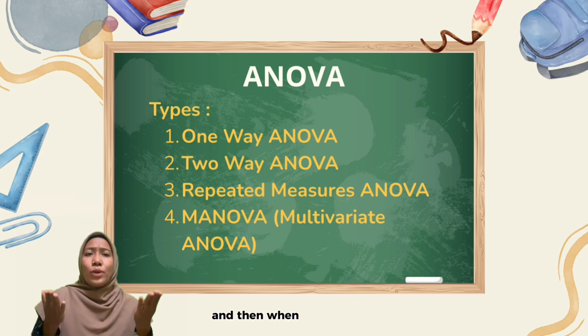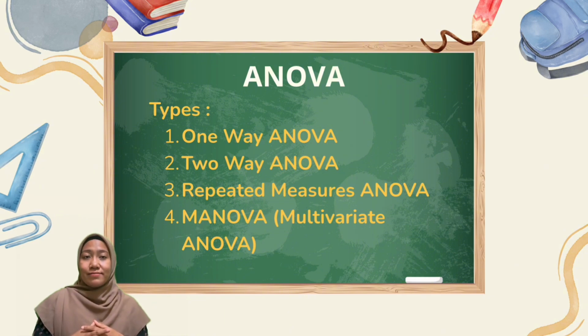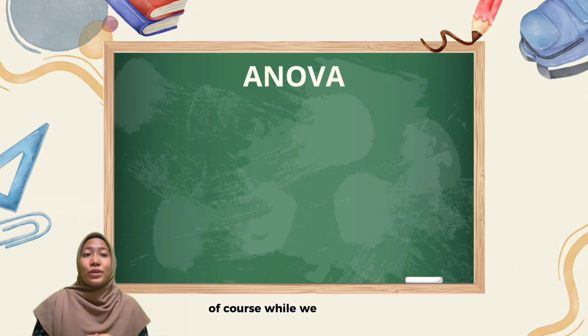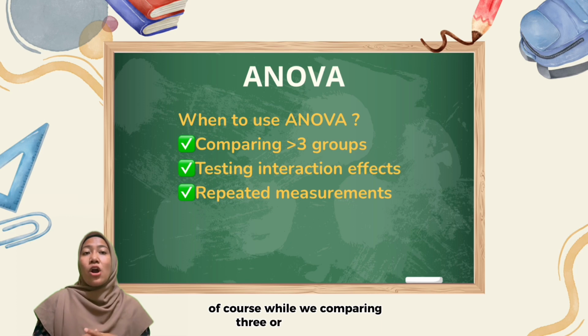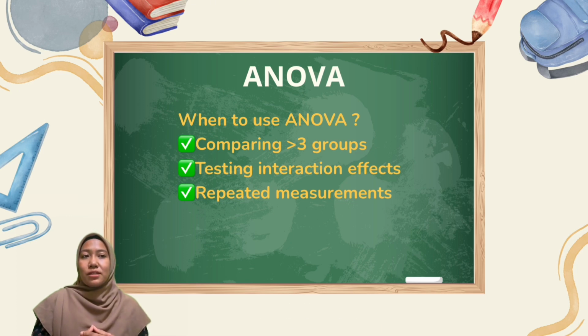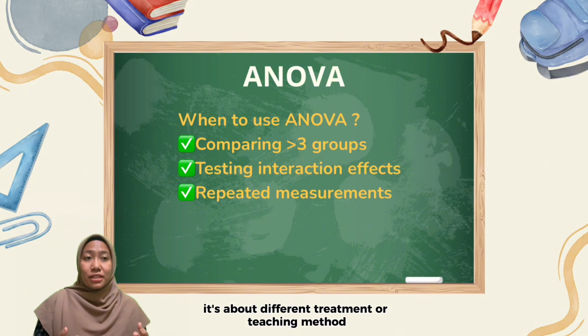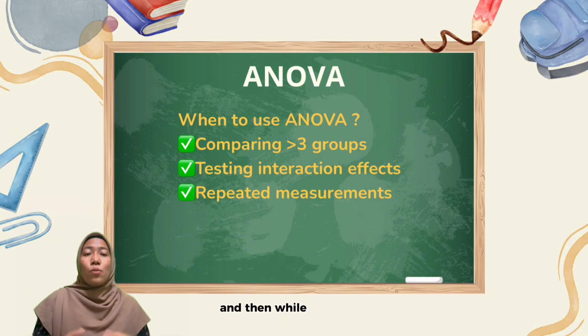And then when we use ANOVA, of course, we are comparing three or more groups. For example, it's about different treatments or teaching methods. And then when testing interaction effects, it's two-way ANOVA. And for repeated measurements, we use repeated measures ANOVA.